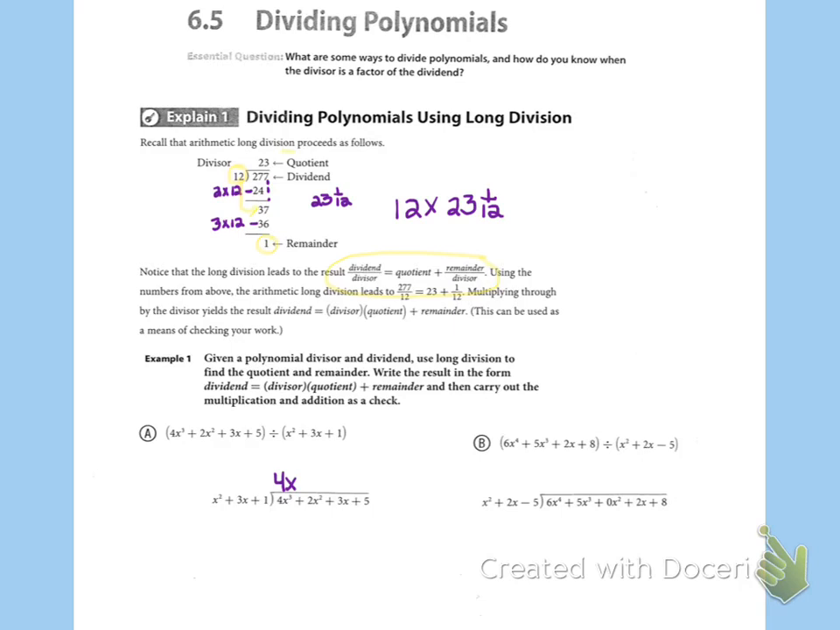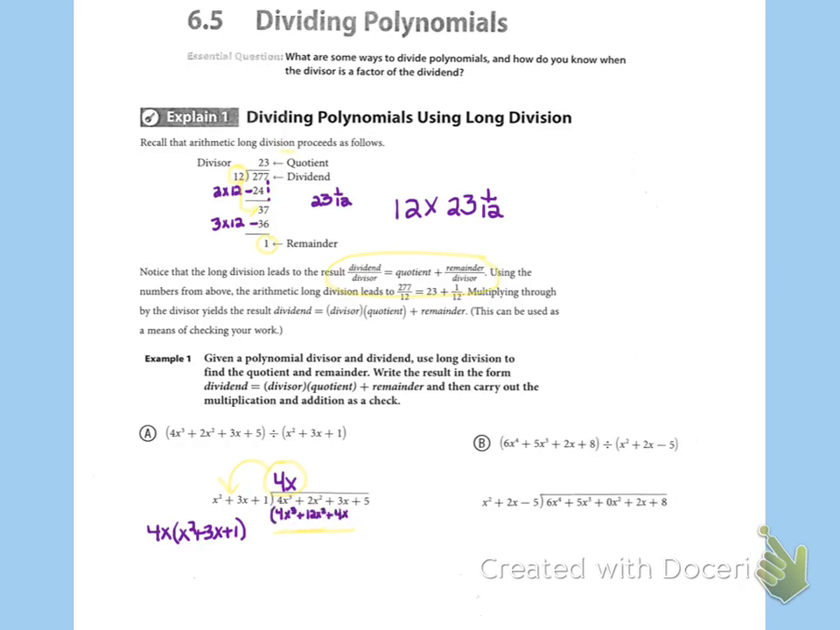Just like I did with numeric long division, I'm going to take that 4x and multiply it by the divisor, and I'm going to subtract that from the polynomial above. So let's see what I get when I take 4x and multiply it by this whole divisor, this x squared plus 3x plus 1. I get 4x cubed plus 12x squared plus 4x.